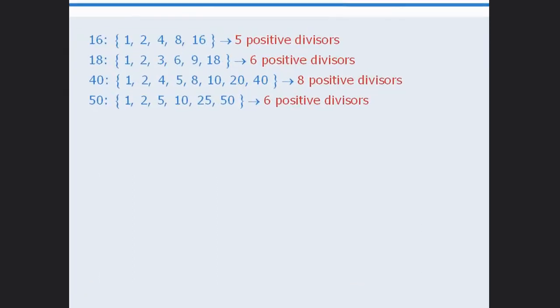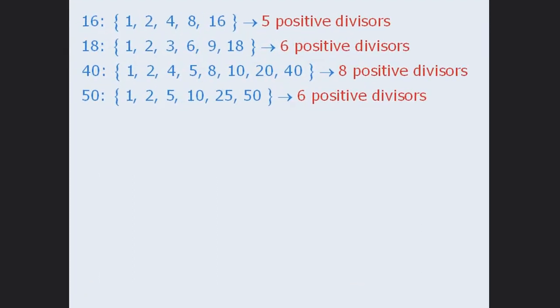In a previous lesson, we found the number of positive divisors of small numbers, and we did this by listing the divisors. But what if we want to find the number of positive divisors of a large number, such as 14,000?